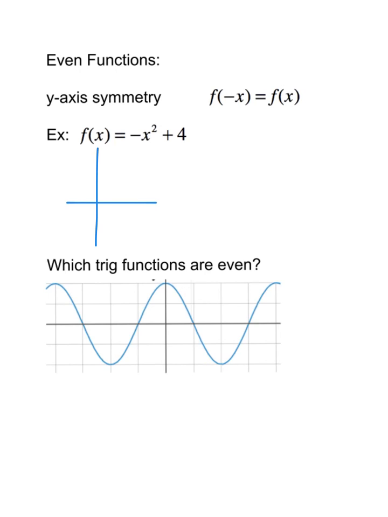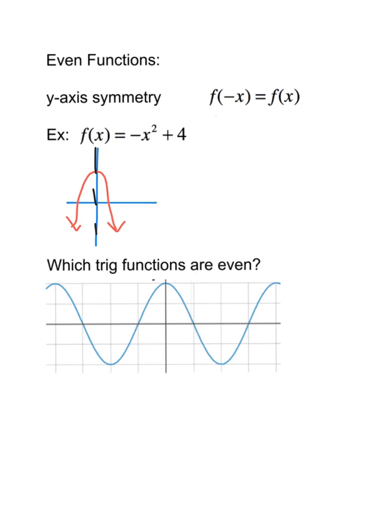The function looks like a flipped parabola that's just been shifted up 4. So we do have that y-axis symmetry, which is how we know that it's even using the graph. To tell whether it's even using the equation, what we have to do is prove that when you plug in the opposite of x, you get the same thing as when you plug in just regular x, and you have to prove that for all possible x.